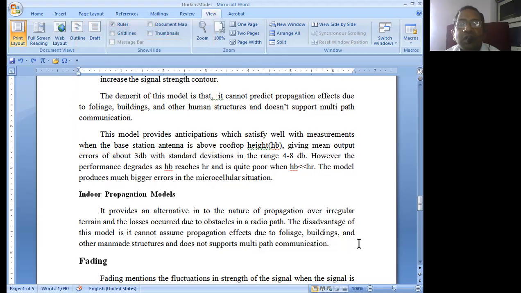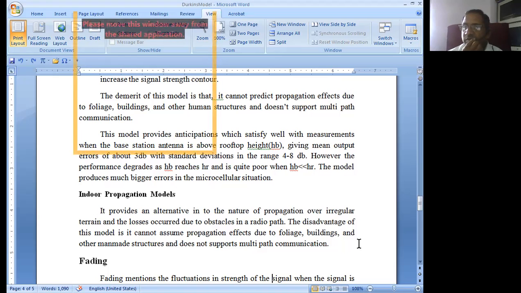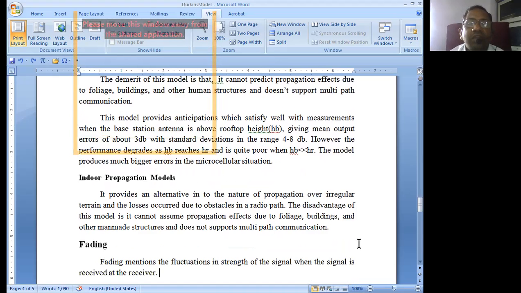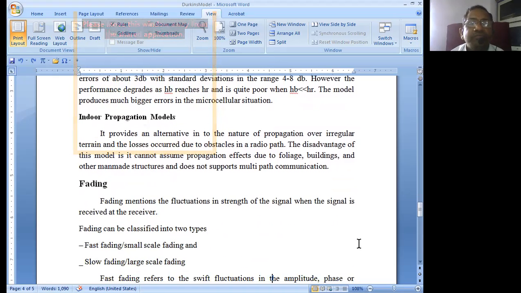So, the losses occur due to the obstacles in the radio path. There will be atmospheric obstacles in the radio path like rain, heavy wind, clouds, cloudy areas. All these things are obstacles. The disadvantage of this model is, once again, the same disadvantage: it cannot really assume propagation effects due to the foliage, buildings, and other man-made structures.